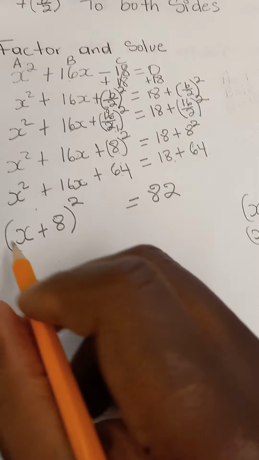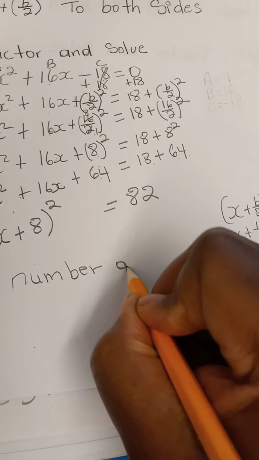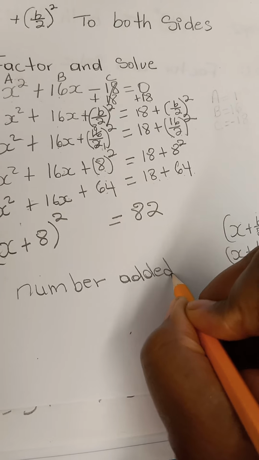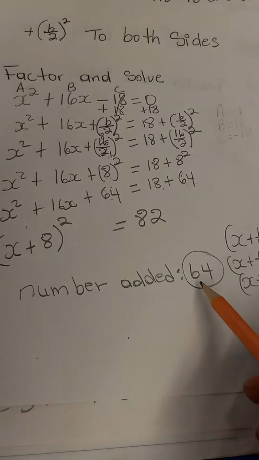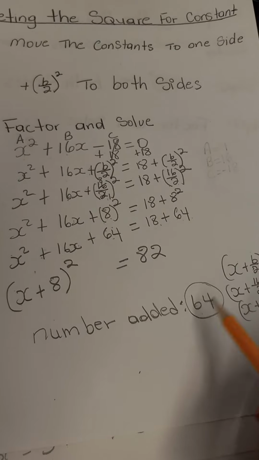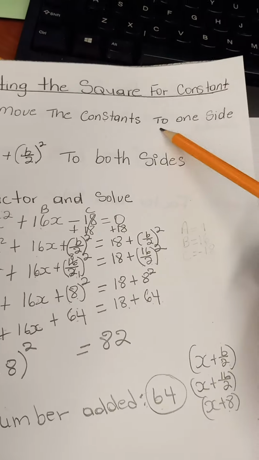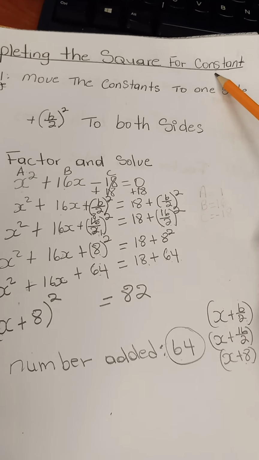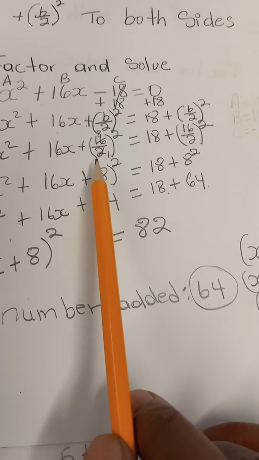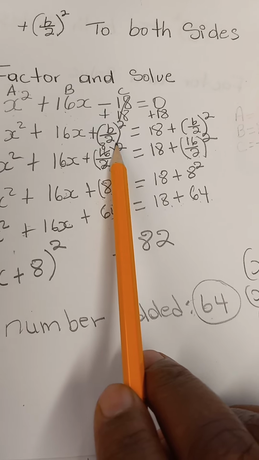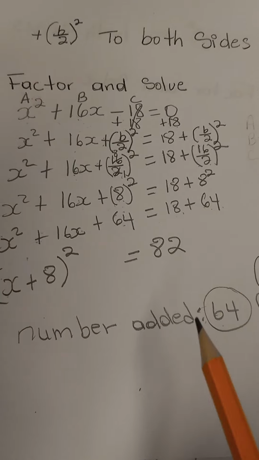So we could say the number that needed to be added is 64. So your constant number is 64. Remember, 64 is the number we're looking for, the constant. So the constant number is 64. After you find your b, you half your b, and then you square it. That's your number right there.